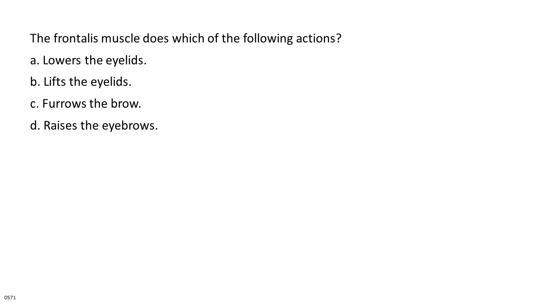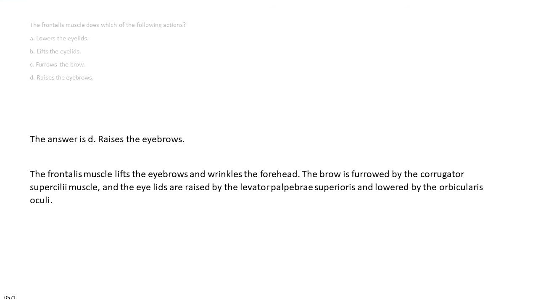The frontalis muscle does which of the following actions? A. Lowers the eyelids. B. Lifts the eyelids. C. Furrows the brow. D. Raises the eyebrows. The answer is D. Raises the eyebrows.